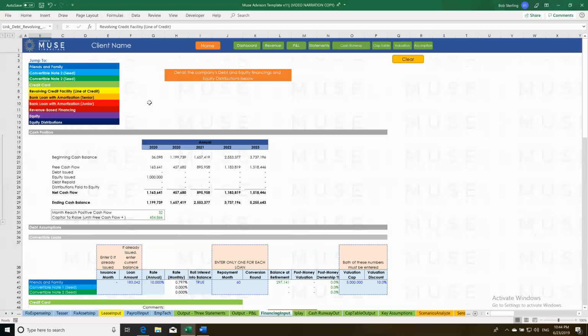As with other tabs in the Muse Financial Worksheet, there's a summary on top that shows you in real time the effect of changing assumptions on your company's cash flow, cash balance, profitability, and cash runway.